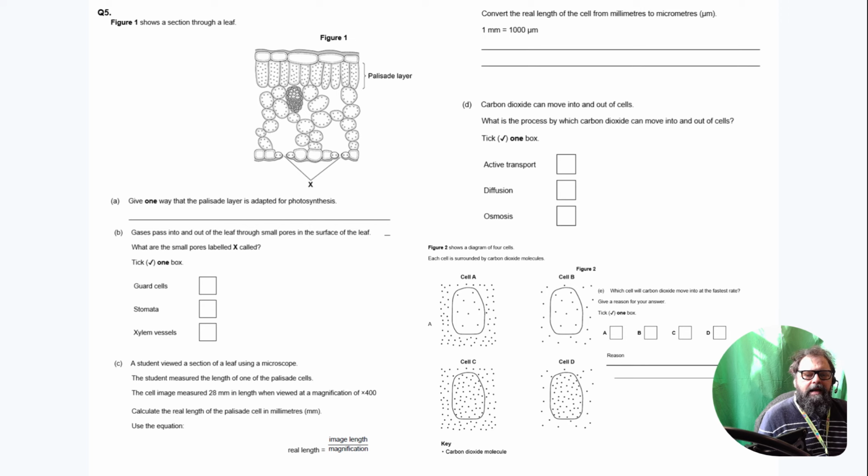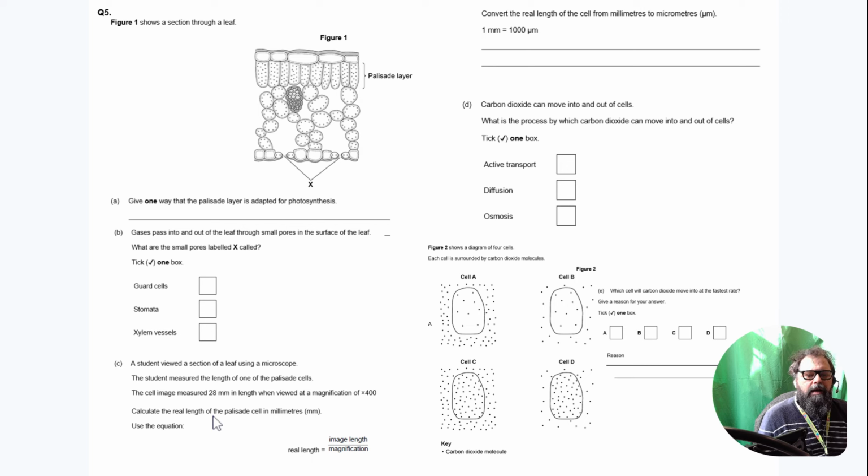Part B. Gases pass into and out of the leaf through small pores in the surface of the leaf. They're labeled on the diagram X, and they are stomata. Don't get confused here. The hole itself is called a stoma, and the cells either side of it, which can open and close those holes, are the guard cells. The guard cells are guarding the stomata.